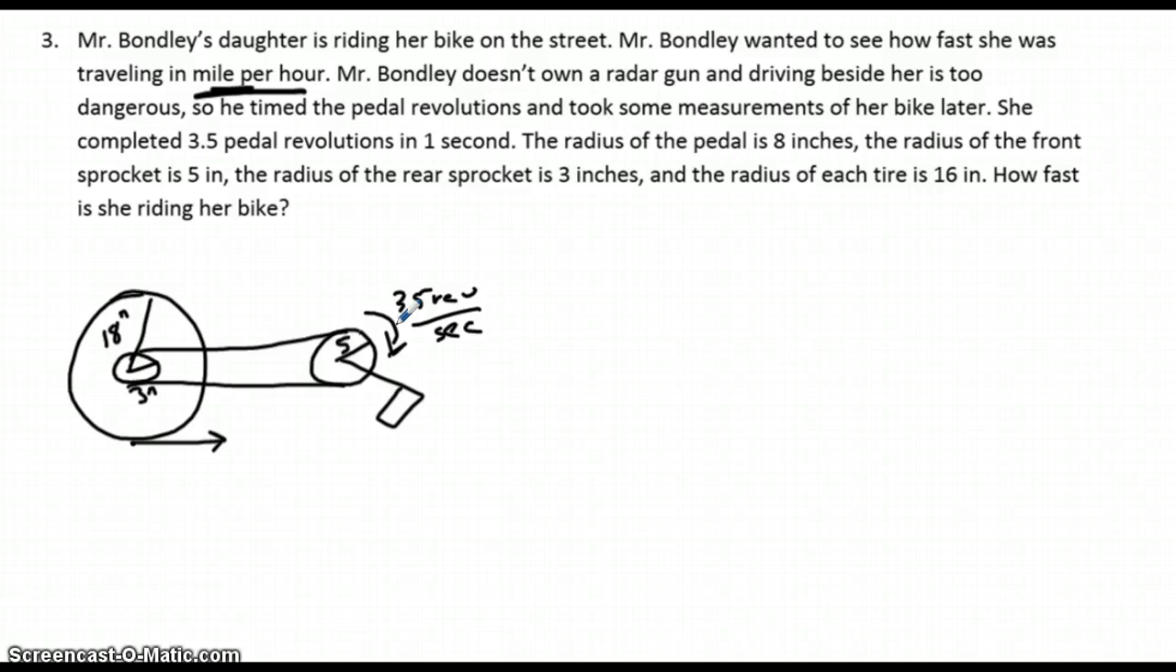Let's start that then. Let's take this angular velocity of this front system here and transfer that to the linear velocity of this chain. 3.5 revolutions per second. Let's transfer it to some linear velocity, because the linear velocity of that chain will be the same as it goes along the front sprocket and the rear sprocket. However, the front sprocket and the rear sprocket will turn at different rates.